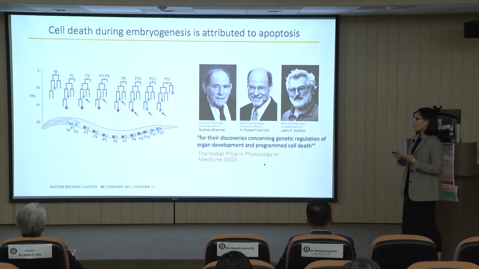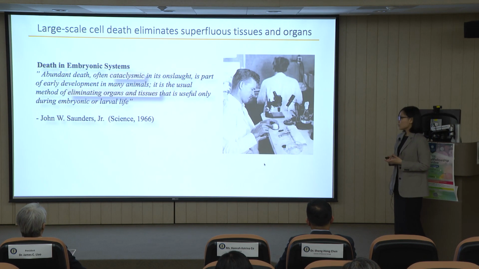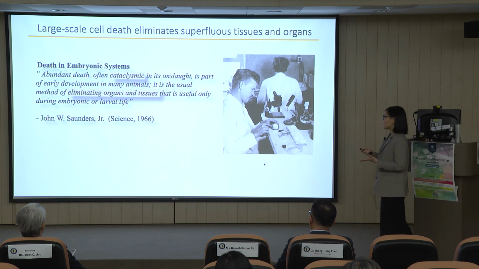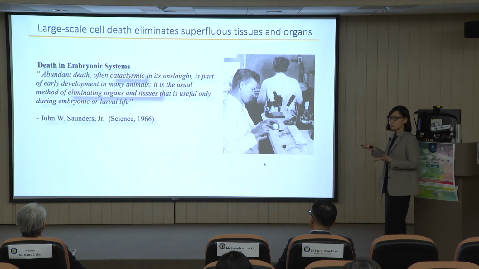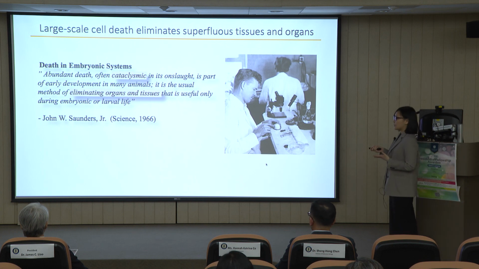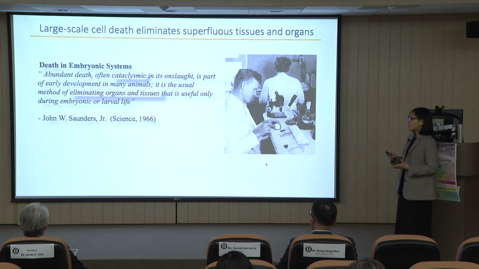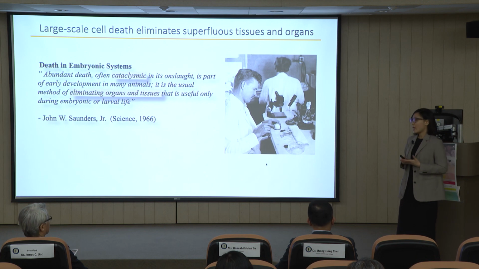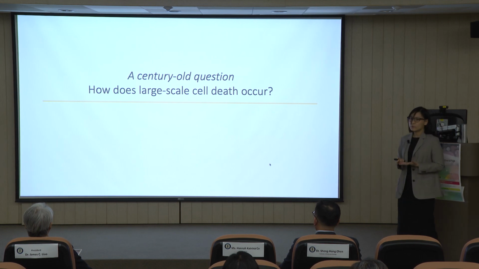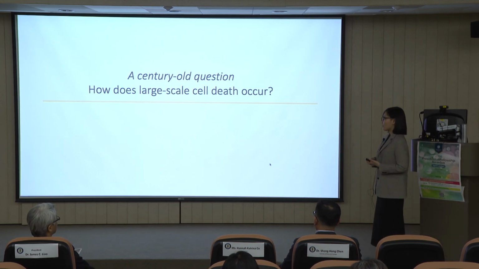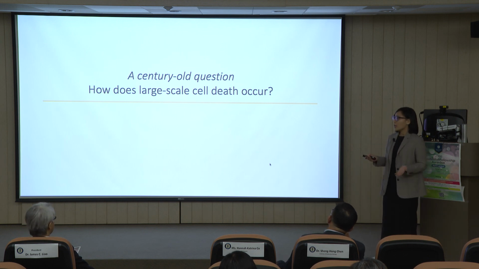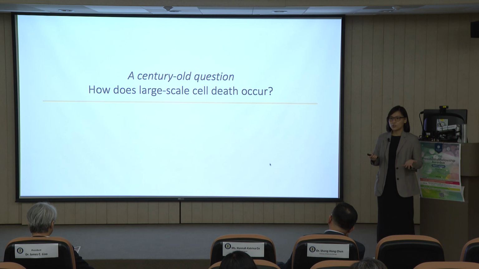However, in higher organisms like vertebrates, there seems to be a different phenomenon in that cell death happens in large scales, that it could even eliminate organs and tissues involving millions of cells. This was first observed by John Saunders in the 1960s, that is drastically different from that observed in C. elegans, which brings us to this question, century-old and few have pursued: how does large-scale cell death occur? Or in other words, how is cell death coordinated in space in order to eliminate vast populations of cells?